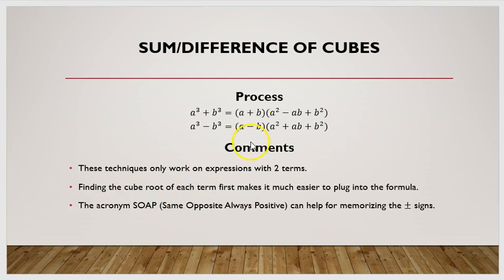I do still recommend finding the cube root first to identify what a and b are so that you can plug in more easily. And then if you memorize the a squared, ab, b squared part, because that's the same for both, you can use the acronym SOAP to help remember when to write a plus and when to write a minus. So the way this works is if you're dealing with the sum of cubes formula, then we have a plus sign here. So same sign for the first one, opposite sign for the next one, and the last one is always a positive. So whether you start with a plus or start with a minus, the same, opposite, always positive helps you fill in those plus and minus signs.